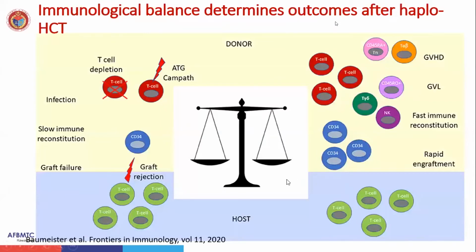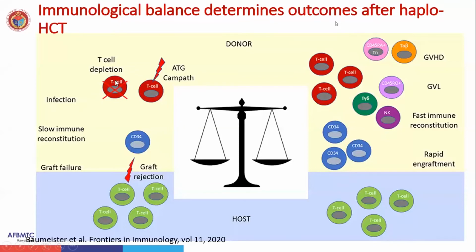So what really dictates the outcome of a haploidentical transplant is the fine balance between the lymphocytes of the donor and the recipient. On the right side panel here, you can see that the donor lymphocytes are going to allow rapid engraftment, fast immune reconstitution, and have a graft versus leukemia effect, which is useful in controlling the malignancy. On the other hand, because of this big mismatch in the HLA, there is this inevitable risk of graft versus host disease. And for a successful haploidentical transplant, you need to have some kind of deep T cell depletion strategy.